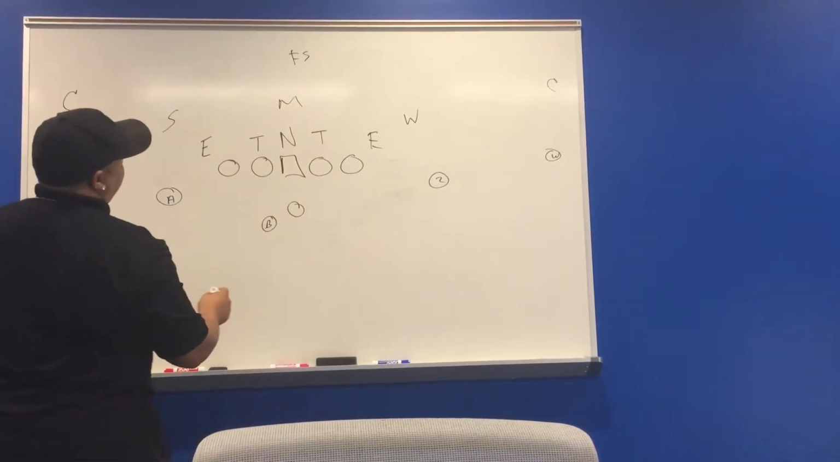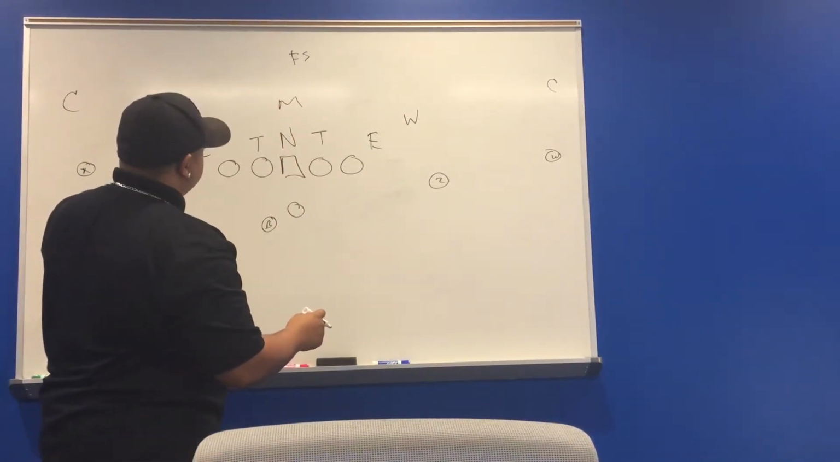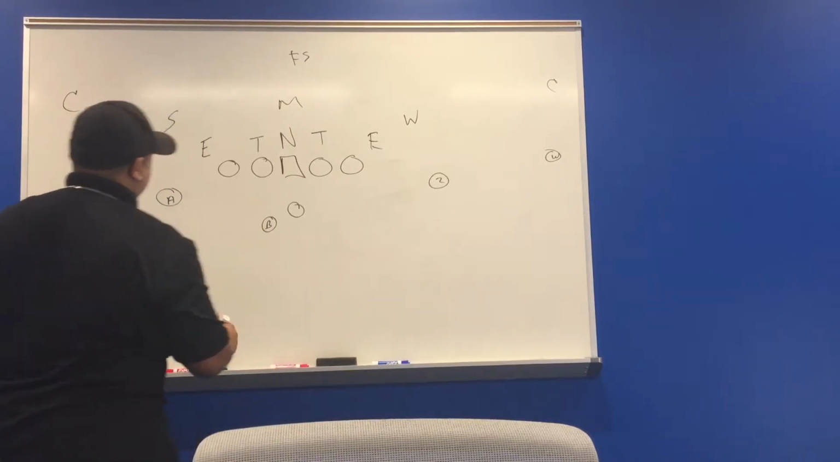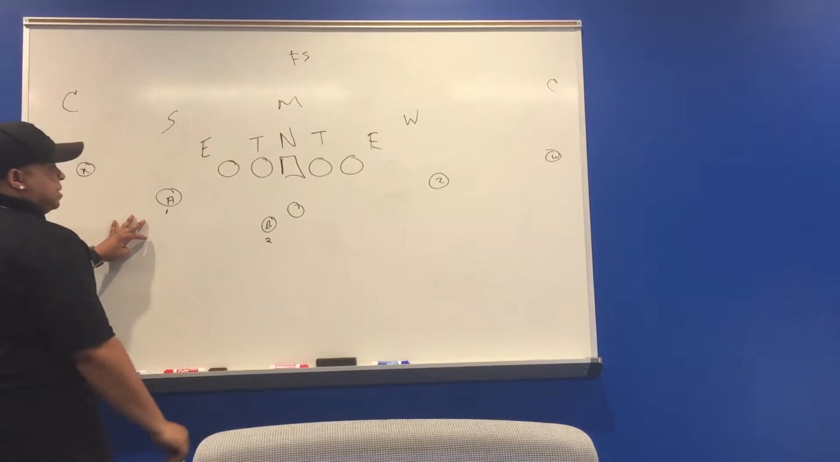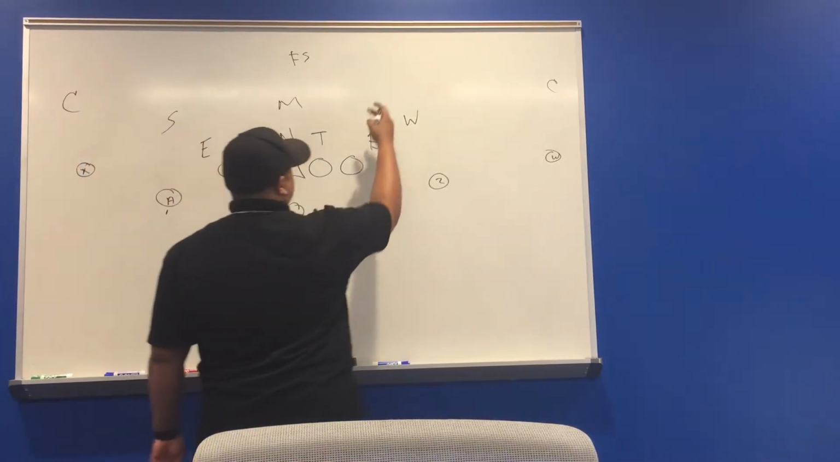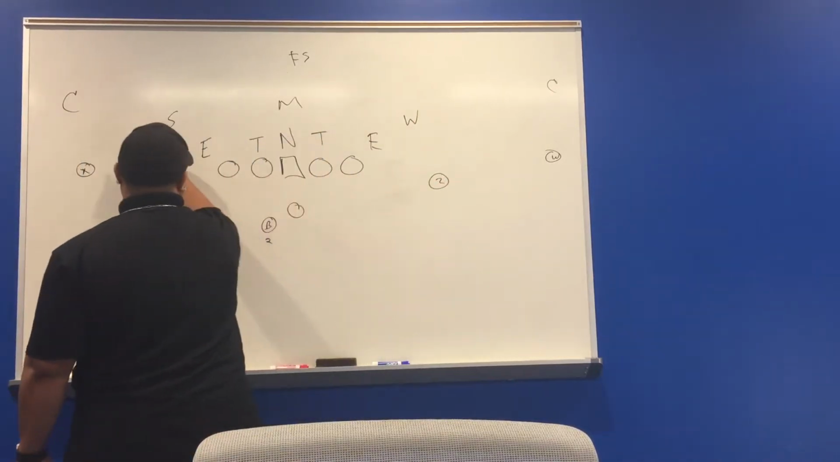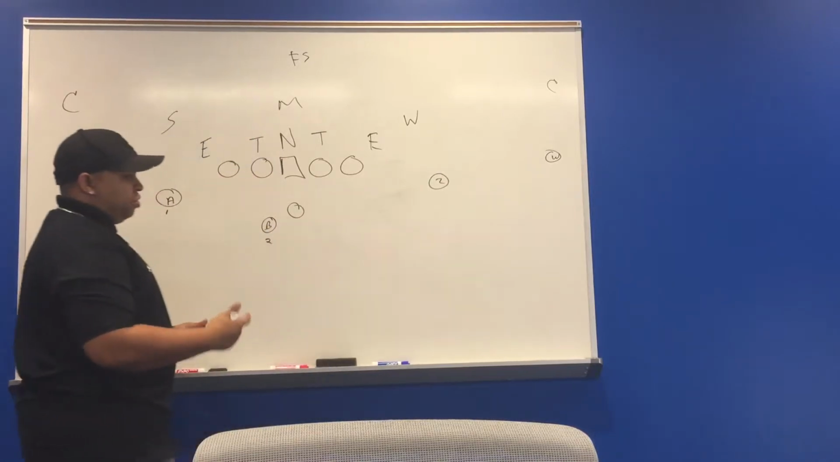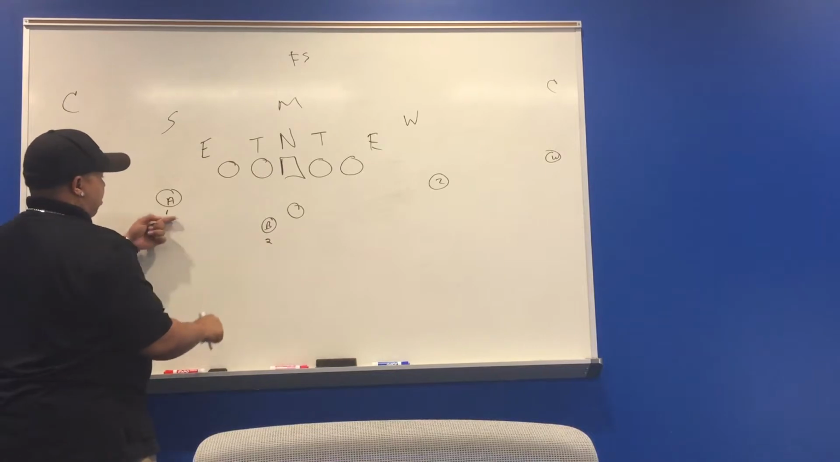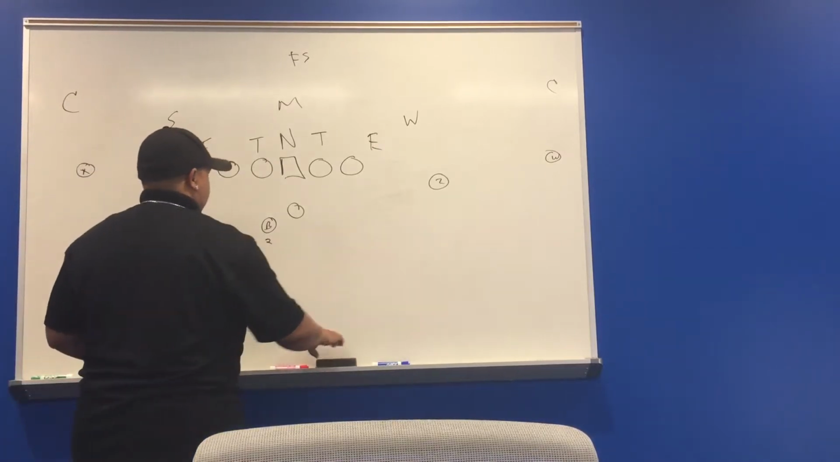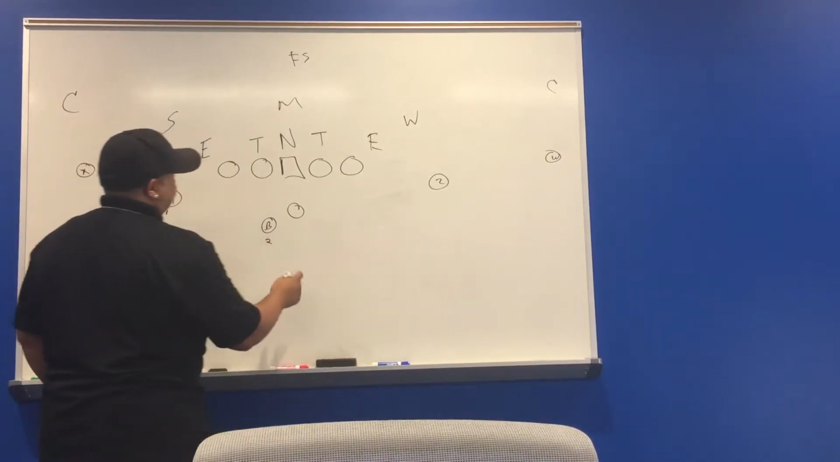Generally speaking, we want our jet sweeps and our outside zones to go to our backs. We want it to go to these guys. If we have to go to the Z because they overload one side and we can do a jet sweep this way, then we'll do that. But we want to make sure that our ball carriers are A and our B back. So let's talk outside zone.